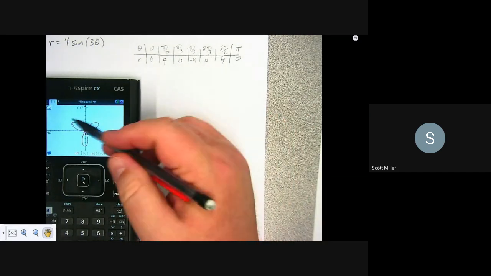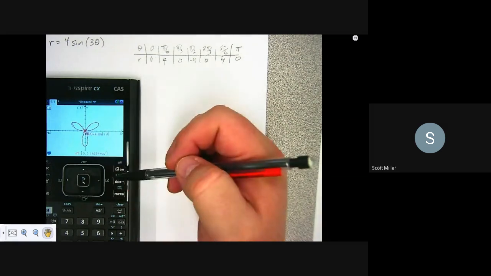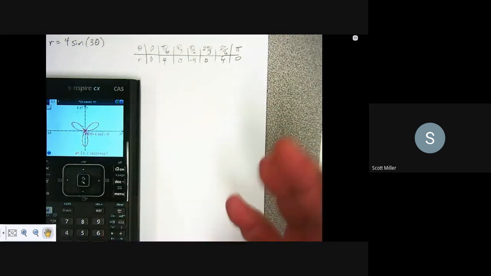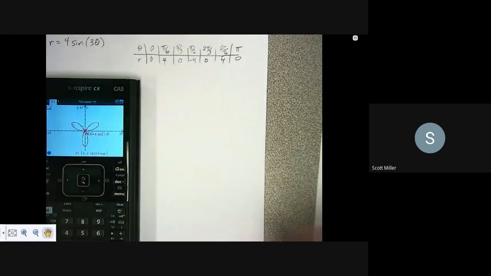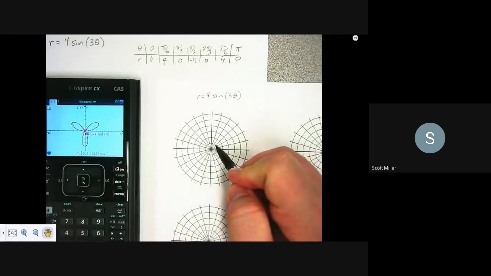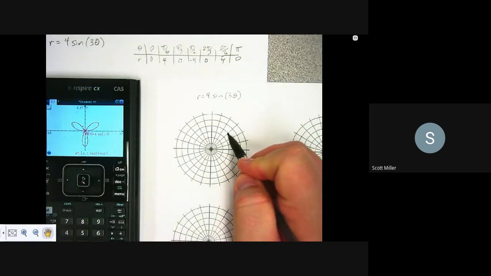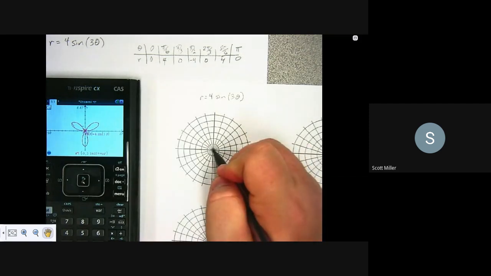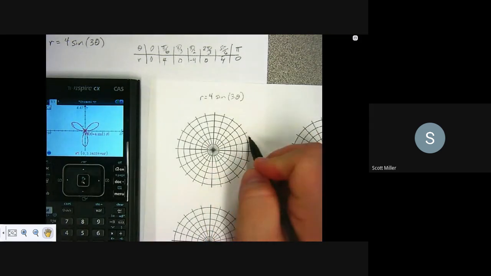I want to know the endpoints of a pedal. I want to know when it's 0. All the other angles I don't care about. And then you need to draw this on here. Each ring is 1 unit. So going and graphing this, we have 0, 0 at pi over 6.